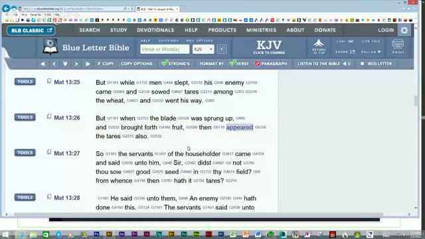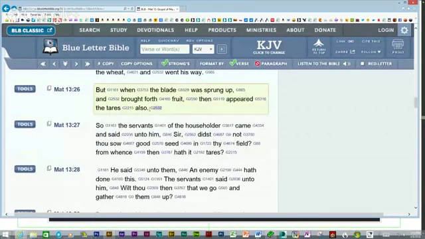All right. And so appear the tares also. So in growing of your understanding, you see what is right and what is wrong. So the servant of the household came and said unto him, Sir, didst thou sow good seed in thy field? From whence then hath it tares? So basically, you tried to do good things, you planted good things within your soul, but yet there are still false truths growing up amongst you, and you're trying to figure out what it is.